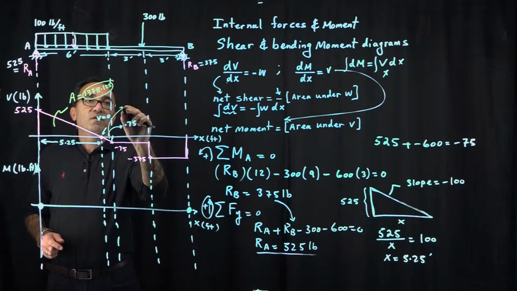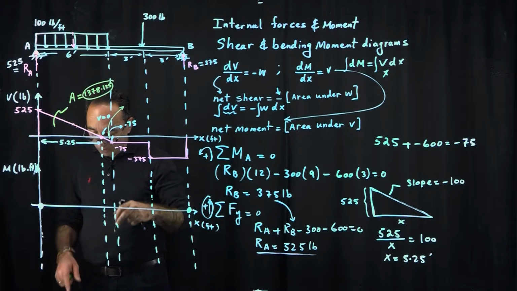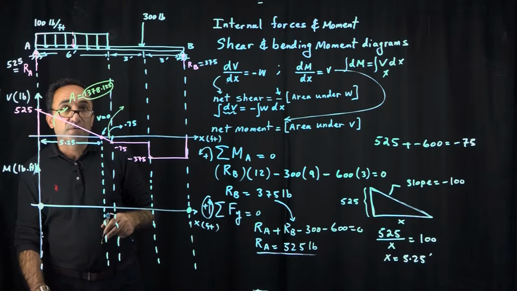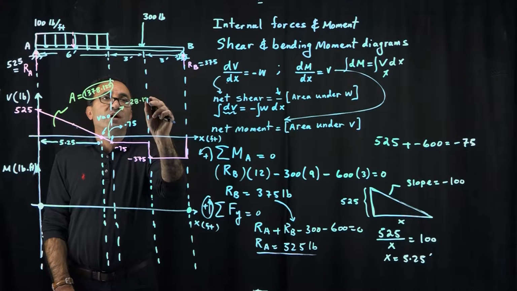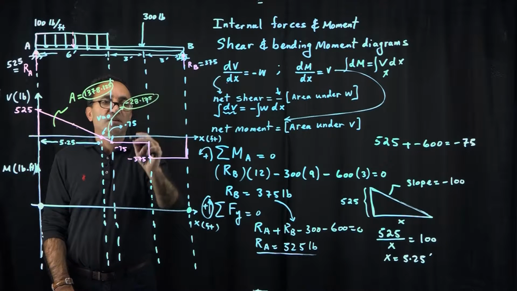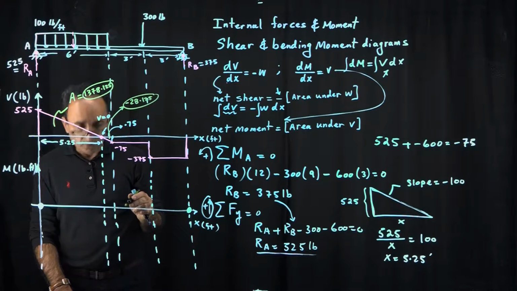Then this is a small area. First of all, it's negative. It's below, so that becomes very small, minus 28.125. So what I'm doing, actually, I'm calculating all these areas, and then I'll just go ahead and show you how this is done.